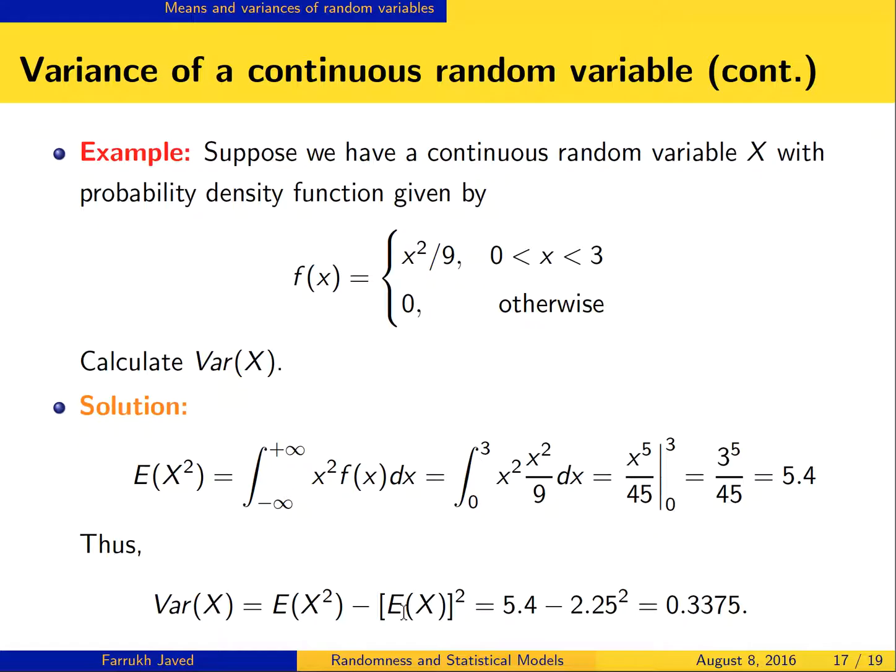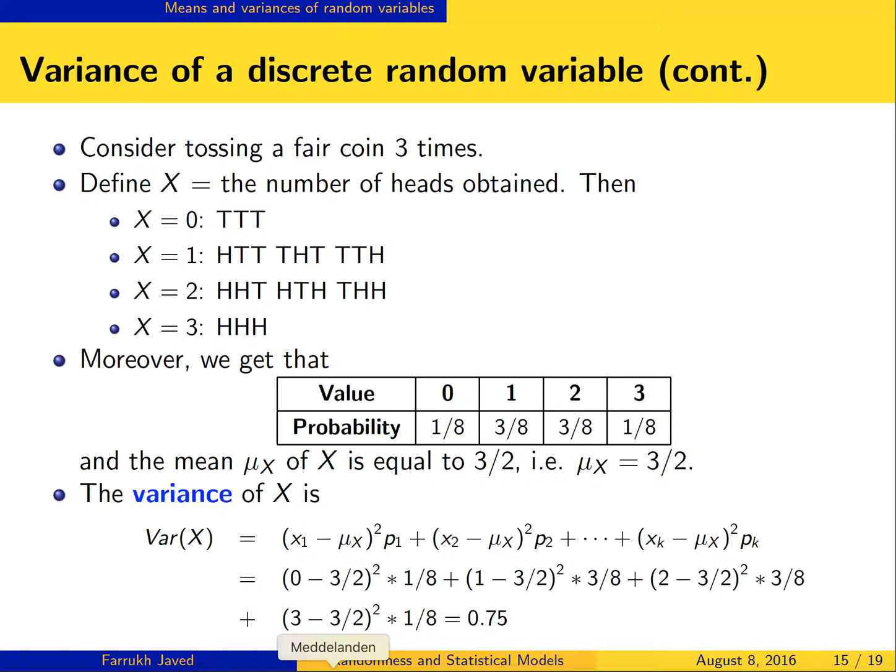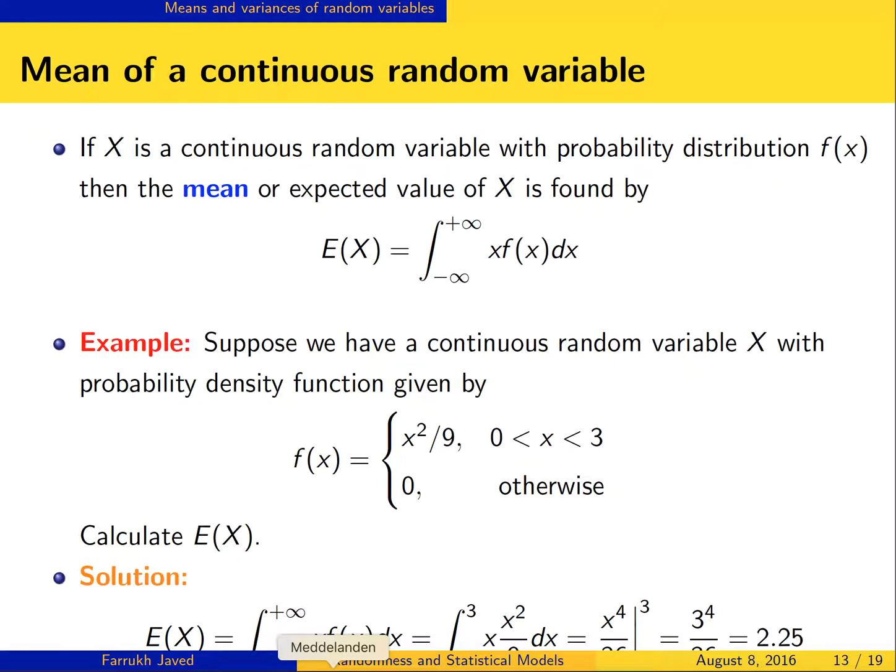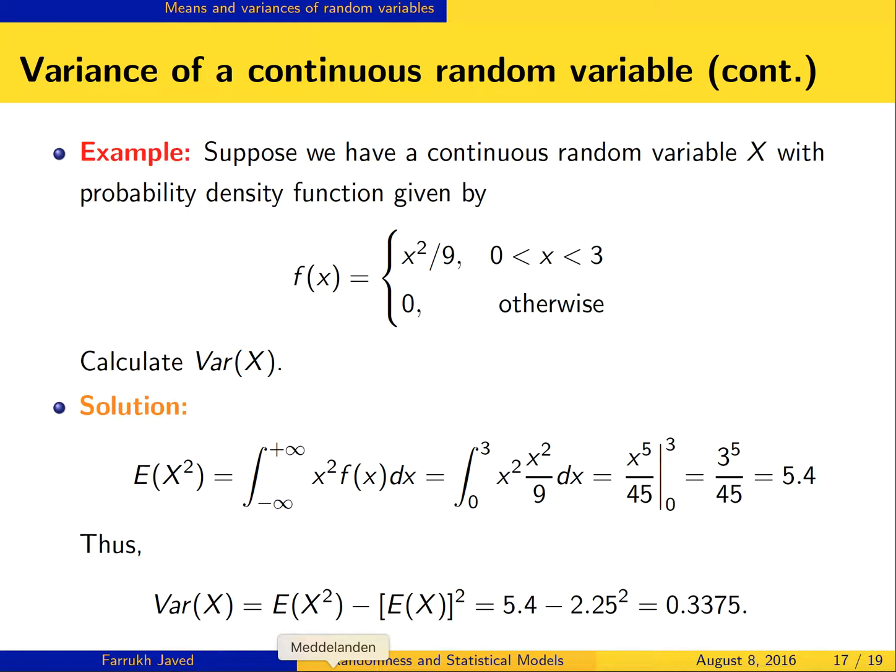I have already evaluated the mean. Remember that it was 3 by 2 or 1.5. So just take the square of that mean. Yeah, it was 2.25. Sorry, I talked about the discrete case, but it was 2.25 for the continuous case. So just square that mean and then subtract the squared mean from that value 5.4, and you will see the variance of that random variable.